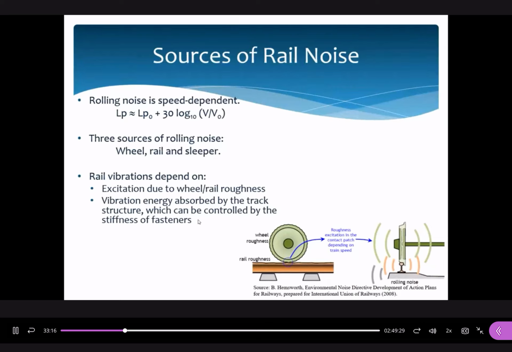Remember, low frequency noise is not a good thing. It could make us uncomfortable. And although we are not sensitive to low frequency noise, the effect still exists. So that's why we need to consider how to reduce this. To reduce this, we may use the floating slab track.